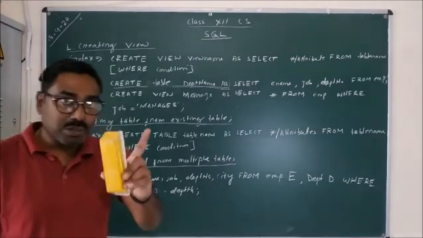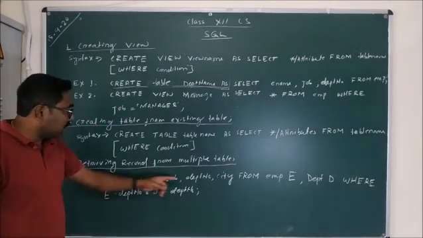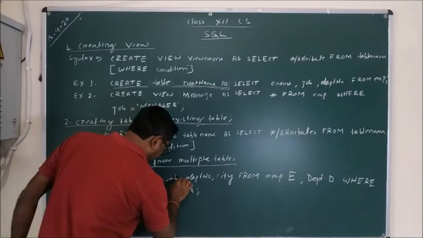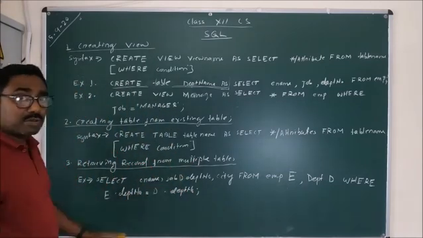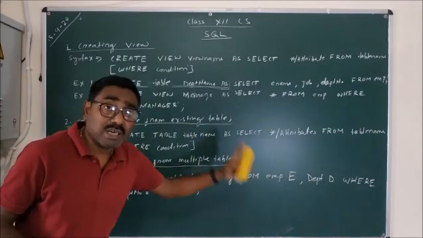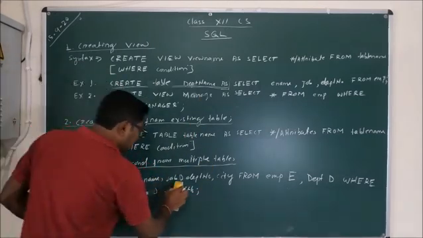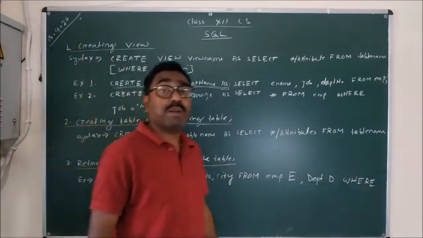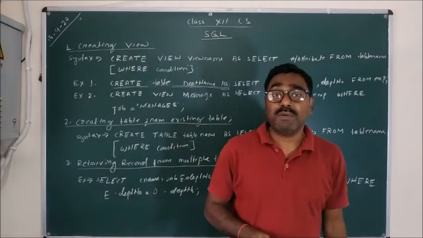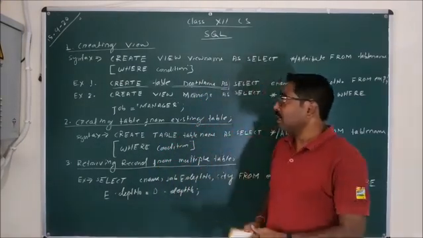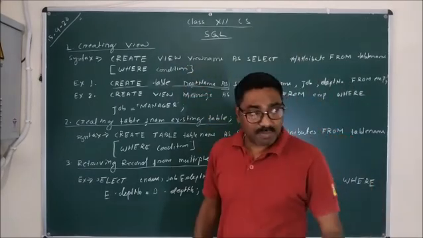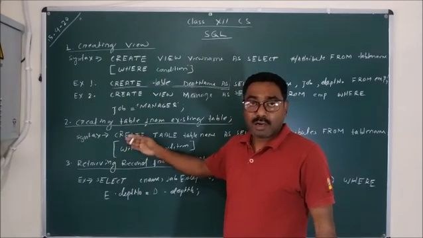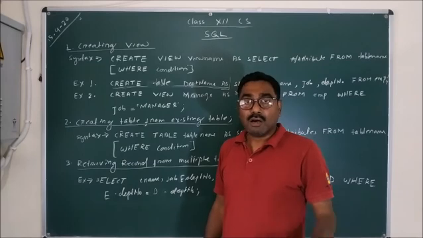One more thing over here: as I told you, the department number is the common field. So here also you can mention D dot department number. That means it will display the department number from the department table. And if I mention E dot department number here, then it will display the department number from the EMP table. So these are three uses of the select statement. Two are used with the create statement and another is used for retrieving data from multiple tables.